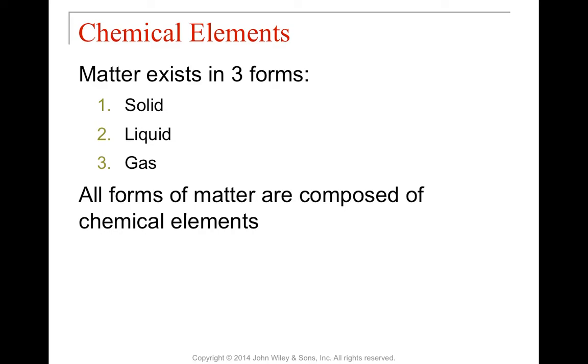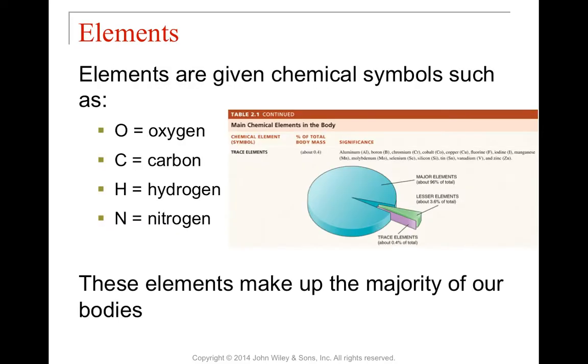All right, so we have three major forms of matter. We have solid, liquid, gas. There's also plasma, but we're going to ignore that for the purposes of this class. And all forms of matter are composed of chemical elements. Now, an element gets all the way down to the atom, and an atom is the smallest unit of that element that retains the properties of that element.